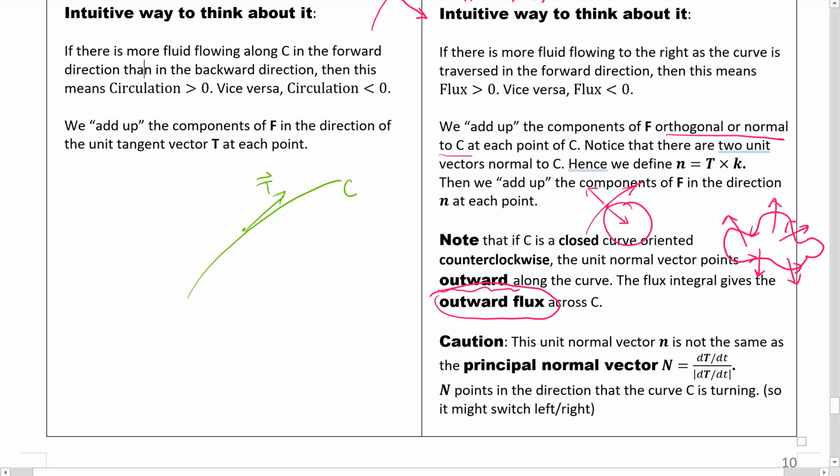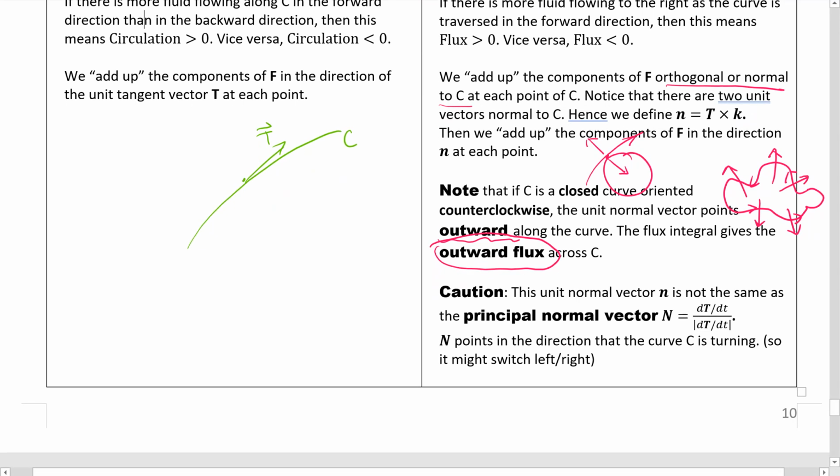So a caution: this unit normal vector n is not the same as the principal normal vector. Do you still remember the principal normal vector? That is the derivative of the unit tangent vector over its magnitude, so T prime over the magnitude of T prime. Notice that N points in the direction that the curve C is turning, so we might switch left and right. So we use capital N to denote the principal normal vector.